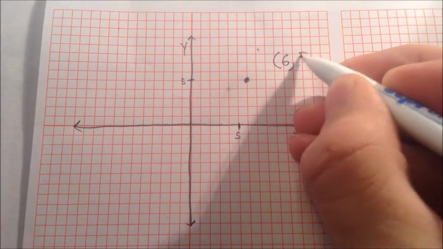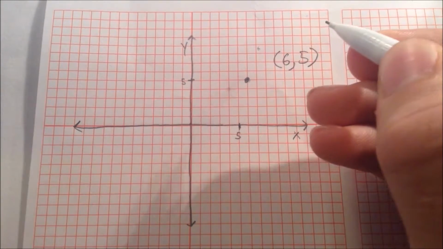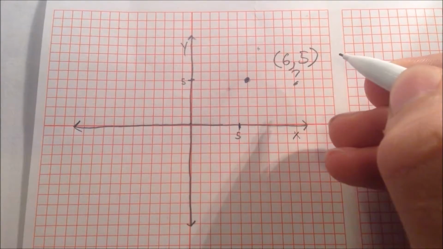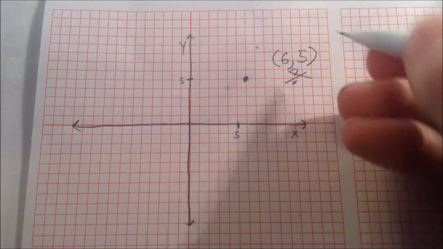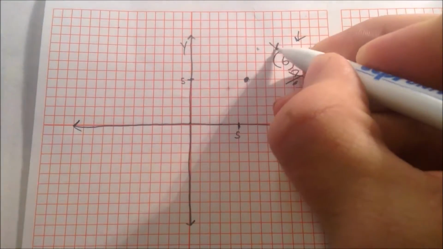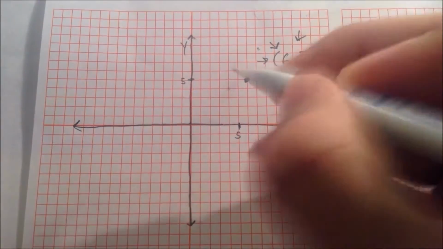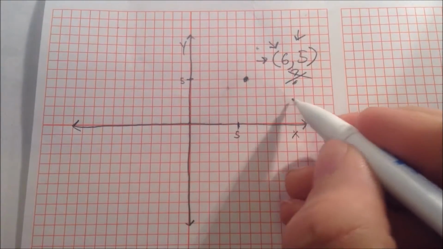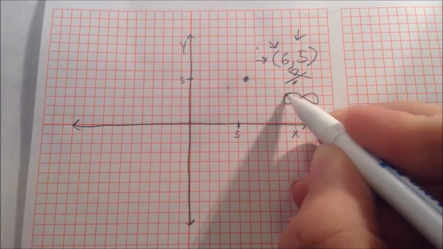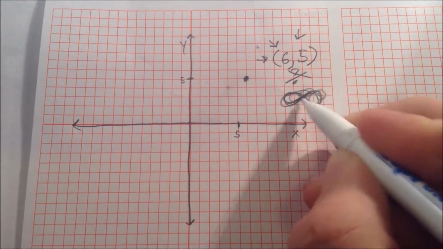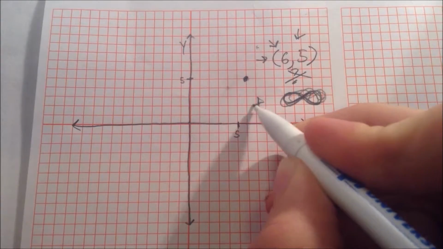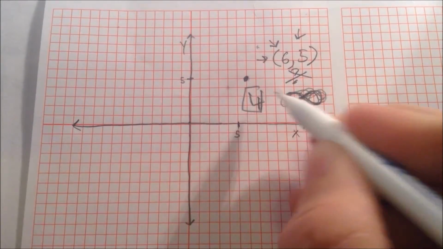It's 6, 5. But are there any other coordinates to signify this point right here? The answer is no, because this set of points is the only set of points that describes this location on the Cartesian graph. But you can with polar coordinates. In fact, you can write an infinite amount of sets for a single point because of coterminal angles. But to keep it simple, let's just keep it to 4.